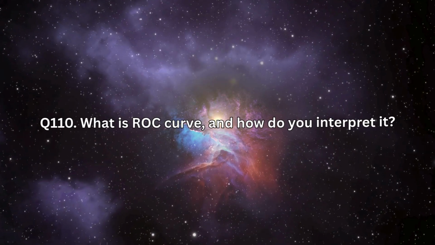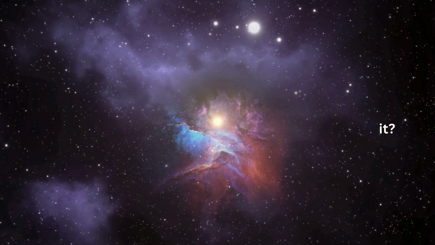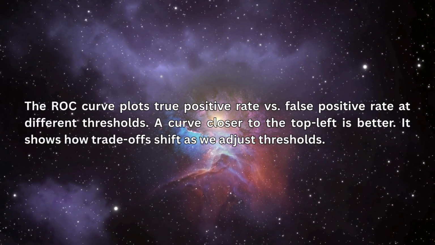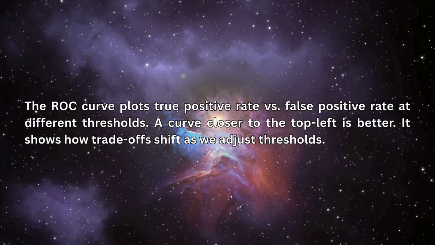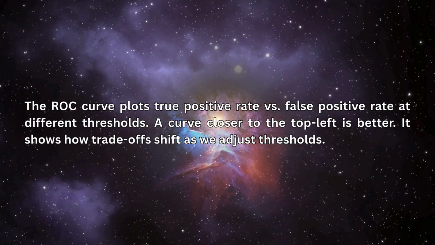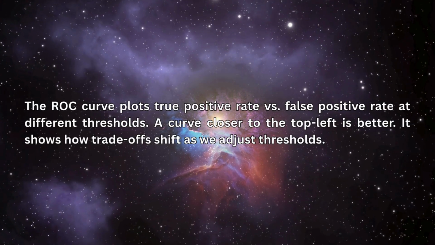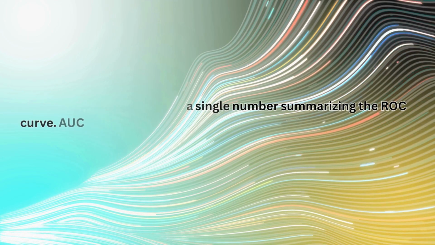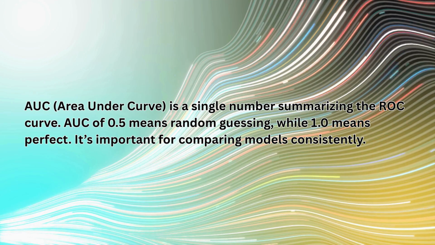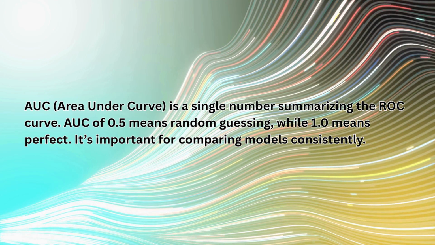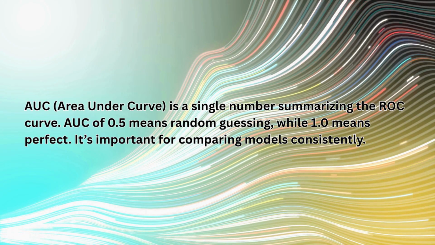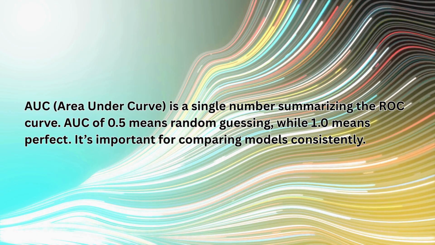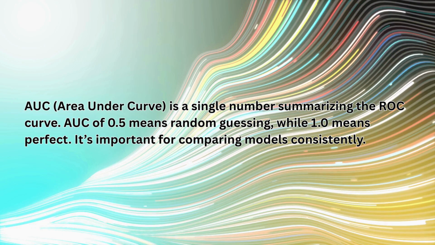What is ROC curve and how do you interpret it? The ROC curve plots true positive rate versus false positive rate at different thresholds. A curve closer to the top left is better. It shows how trade-offs shift as we adjust thresholds. What is AUC and why is it important? AUC, area under curve, is a single number summarizing the ROC curve. AUC of 0.5 means random guessing, while 1.0 means perfect. It's important for comparing models consistently.